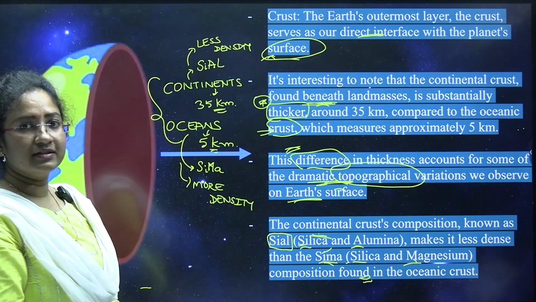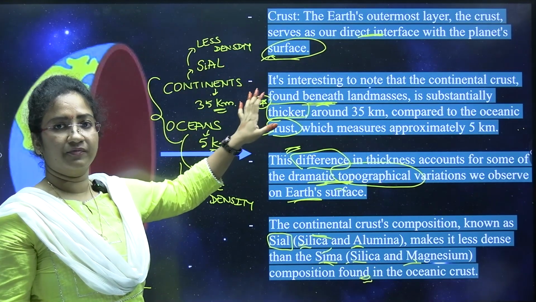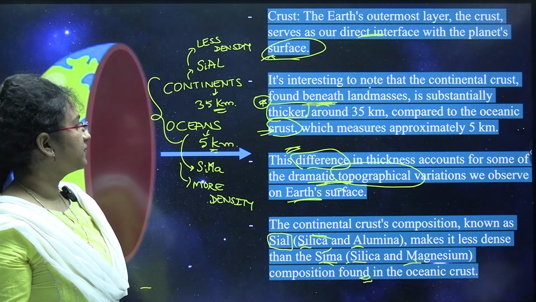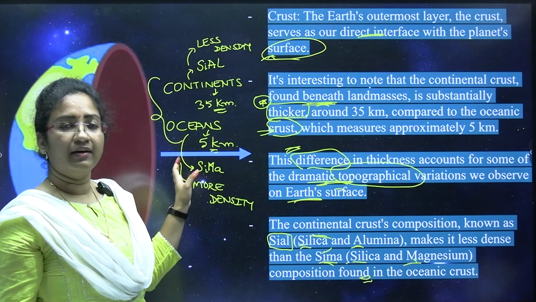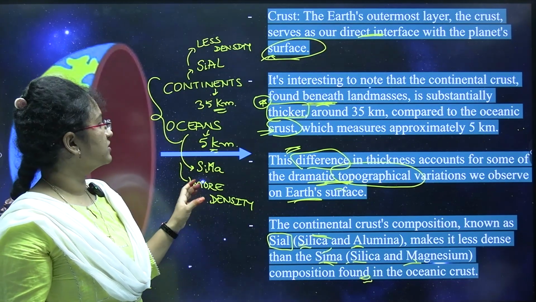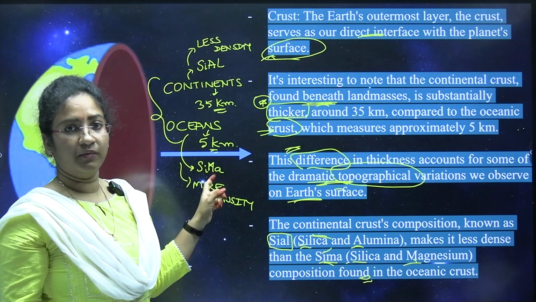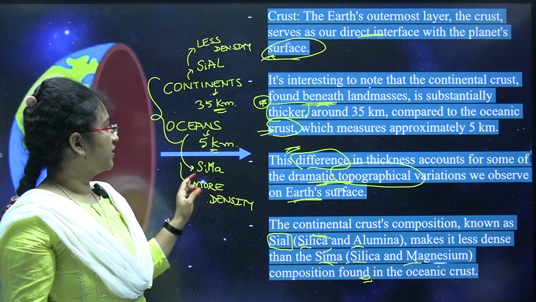Right. So let's revise these points. The crust that we have is the outermost layer of the earth. This crust has different thickness under the continents and under the oceans. In the case of continents, its thickness is up to 35 kilometers, and under the oceans, its thickness is up to 5 kilometers.